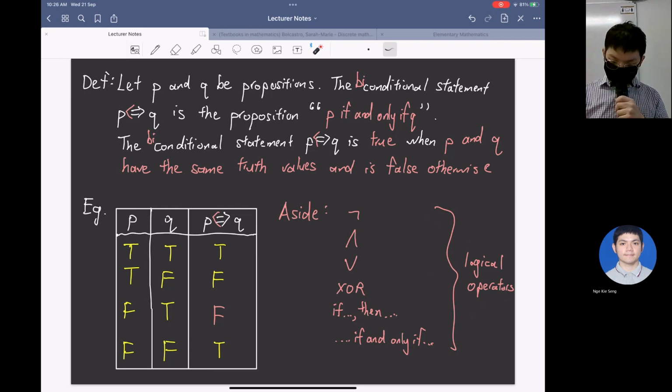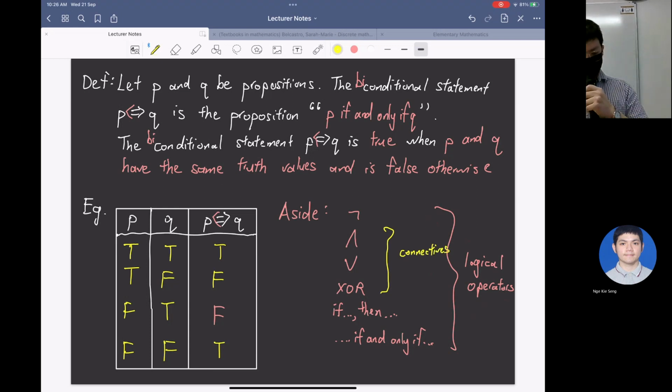And sometimes they will call these two, maybe these three, the connectives. So you connect a few sentences. Okay. Any question?